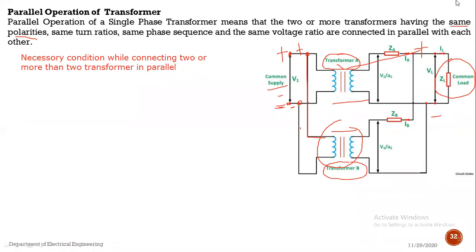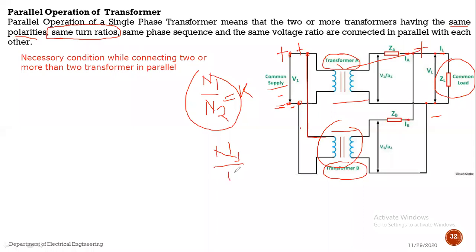Next, the second condition is that the turns ratio of the transformers remains same. Okay, what is the turns ratio? Suppose n1 divided by n2 equals k. पहिल्या ट्रान्सफॉर्मरचा n1 by n2 is nothing but transformation ratio. Similarly, second transformerचा n1 by n2 is again k. So both the transformers having the same kVA rating, same kVA rating पाहिजे, is not a necessary condition. ही necessary condition नाहीये.